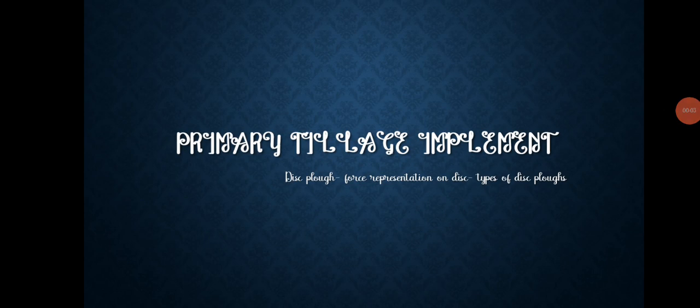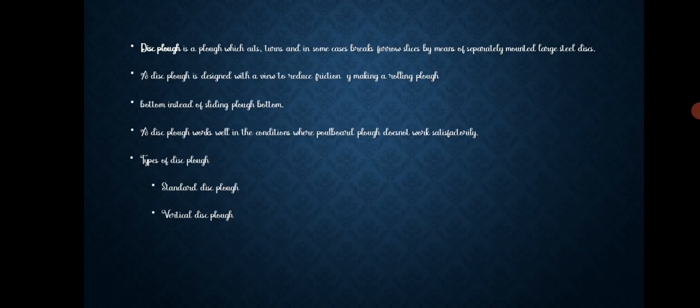Good morning everyone. In this video we are going to discuss some of the primary tillage implements such as the disc plough, rotary tillage, chisel plough and subsoiler. First we will see about the disc plough.